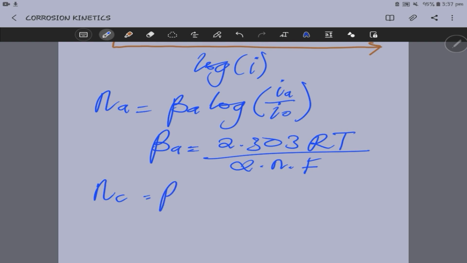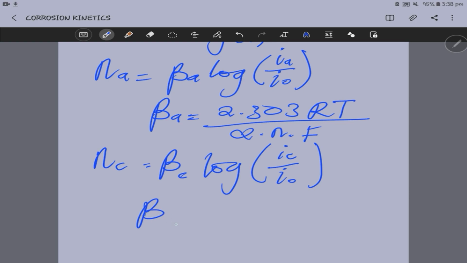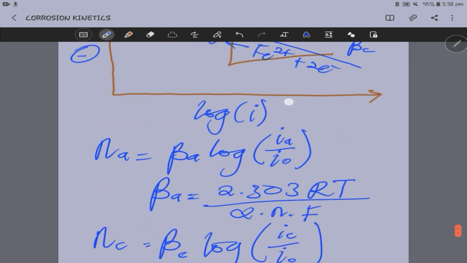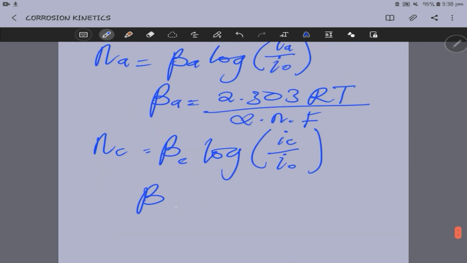That too has its own beta constant, and these are constants we call the Tafel constants. So in the Tafel extrapolation, here is beta C for the cathodic half, and then we have log of the cathodic current density over the exchange current density. But here the beta has a slightly different expression. The beta is negative because the slope is negative for the cathodic reaction branch. So this BC is written this way, minus 2.303 RT.